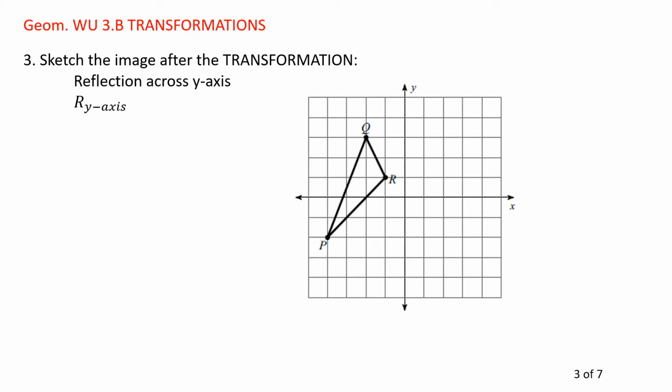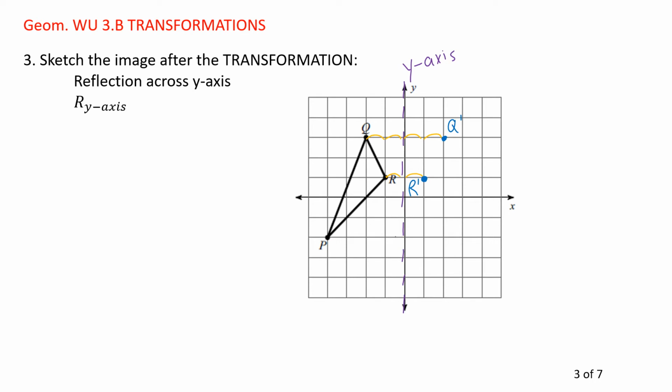A reflection across the y-axis. The first thing you need to do is find the y-axis. Y-axis is the up and down axis, so I'm going to reflect across this line. There are rules for it, but frankly this is easier if you just do R is 1 unit to the left, R prime will be 1 unit to the right. There's R prime. Same thing with Q. It's 2 units to the left, Q prime will be 2 units to the right.